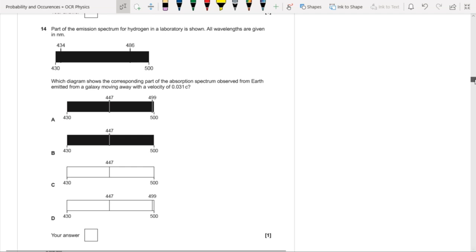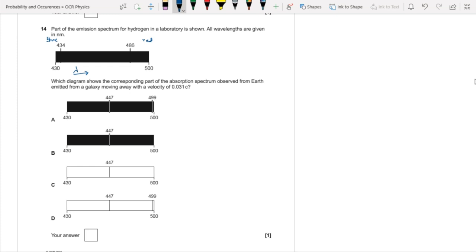Question number 14. Part of the emission spectrum of hydrogen in a laboratory is shown. All wavelengths are given in nanometers. So wavelengths are increasing here, so this is red and this is blue. Usually the electromagnetic spectrum is given in descending order of wavelength, but here you see the wavelength is increasing. So red should be on the right side and blue on the left side.